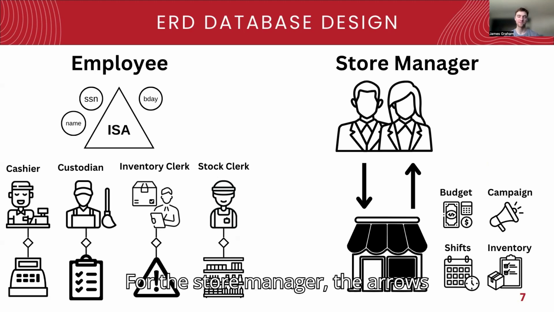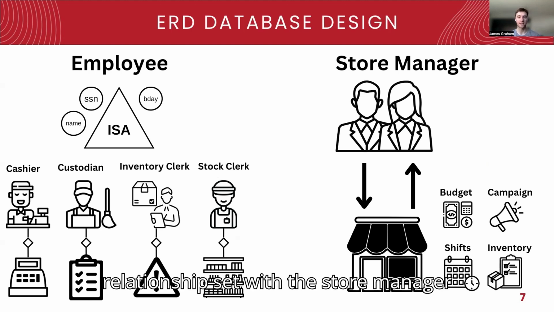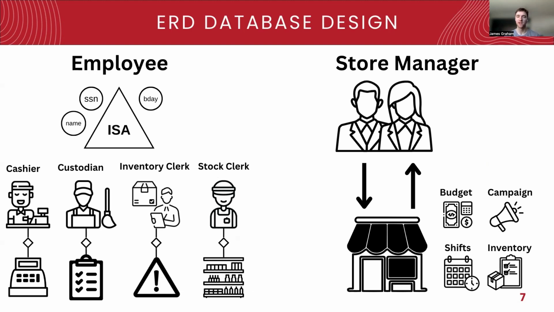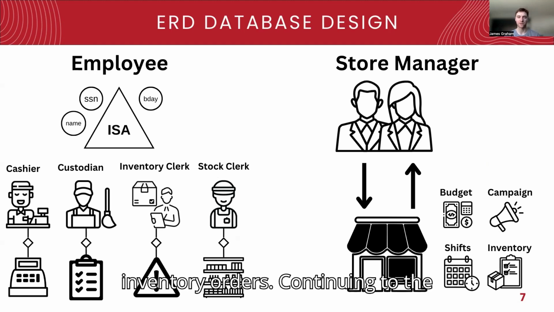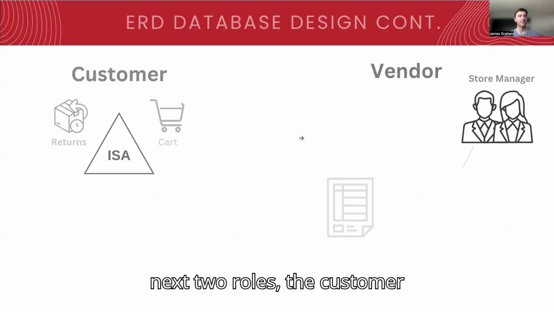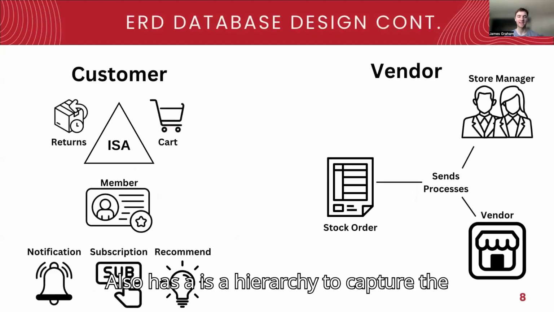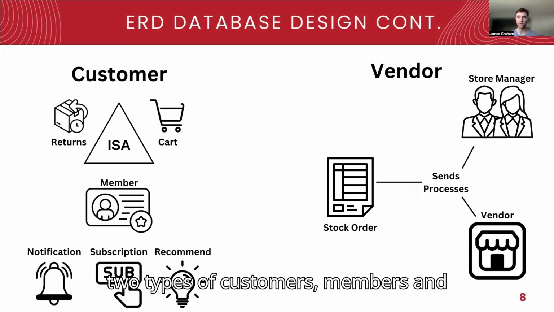For the store manager, the arrows represent both a participation and key constraint, as the store manager manages exactly one store, and each store is managed by exactly one manager. The other main entity sets that have a relationship set with the store manager are budget, shift schedule, campaign, and inventory orders.